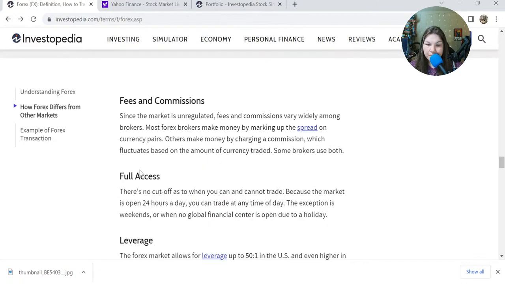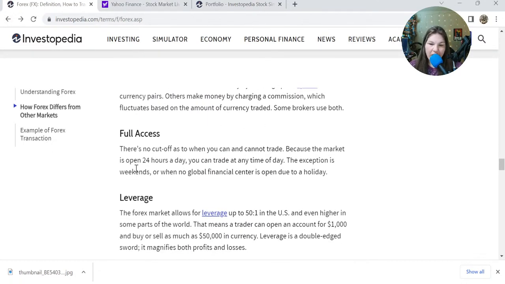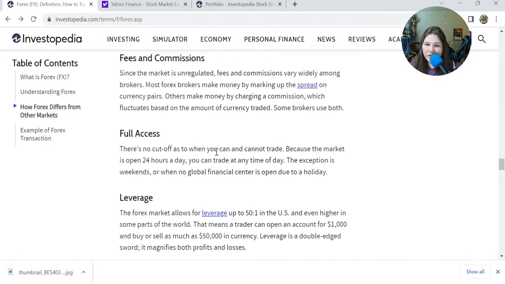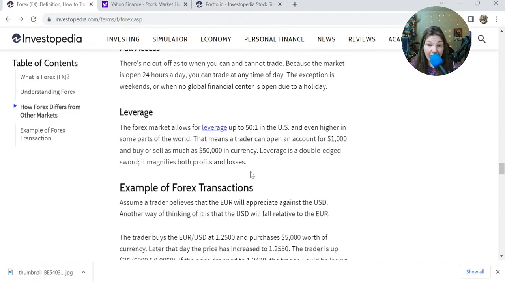So, full access. There's no cutoff as to when you can and cannot trade. Because the market is open 24 hours a day, you could trade at any time of the day. The exception is weekends, or when no global financial center is open due to a holiday. Leverage. The Forex market allows for leverage up to 50 to 1 in the U.S. and even higher in some parts of the world. That means a trader can open an account for $1,000 and buy or sell as much as $50,000 in currency.